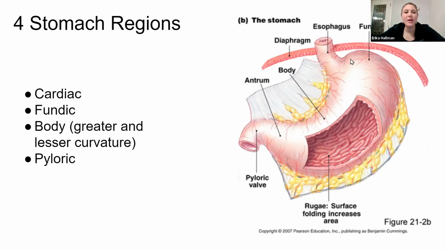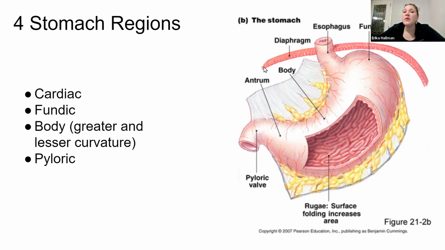The body of the stomach is going to contain the lesser curvature, so that's this side here. So think of this being less distance. And then this is the greater curvature of the stomach. So you can think of the greater distance. And then lastly, it would be the pyloric region of the stomach, and that's going to be where that pyloric sphincter is.